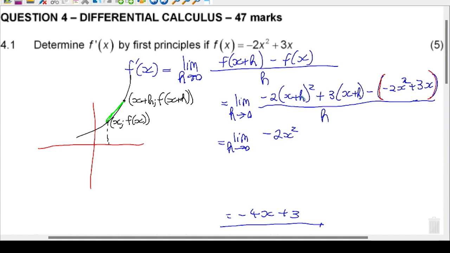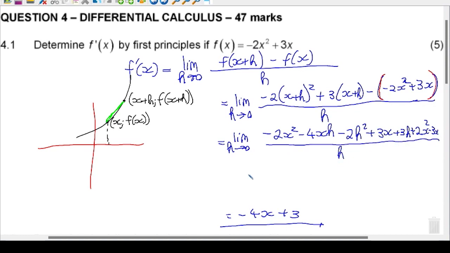Remember, we get 2xh, but that's going to multiply by negative 2. We're going to get negative 4xh. We're going to get h squared, but it's going to multiply by negative 2, negative 2h squared. Then we're going to get 3x plus 3h. And now this is where the brackets are so important, because each of those terms needs to be subtracted. So that actually becomes plus 2x squared and plus 3x. Okay, and in fact minus 3x at the back there.